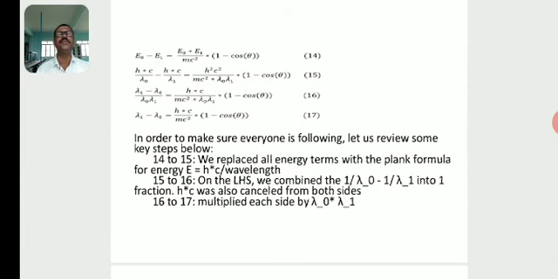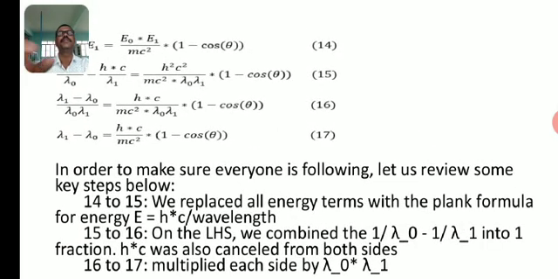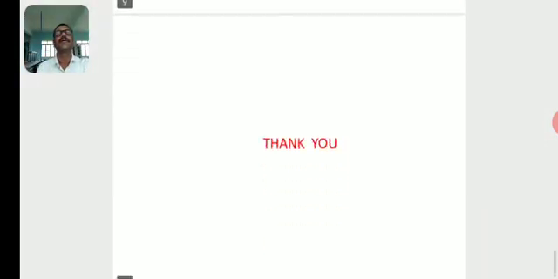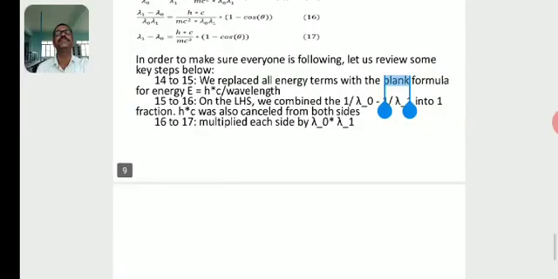In order to make sure everyone is following, let us review some key steps below. From 14 to 15, we replace all energy terms with Planck's formula for energy, E = hc/λ, where λ is the wavelength. So like that, the equation 17 is known as the Compton shift. Thank you.